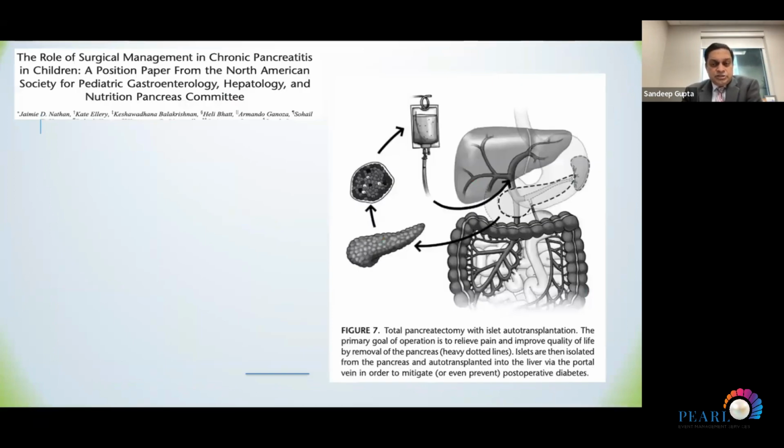Sometimes we have to consider surgery in children with chronic pancreatitis, and this is a nice review paper, a guideline in JPGN that talked about the surgical management of chronic pancreatitis, including in this figure, a procedure known as total pancreatectomy with islet autotransplantation, TPIAT, where the pancreas is taken out and the islet cells are infused into the liver through the portal vein.